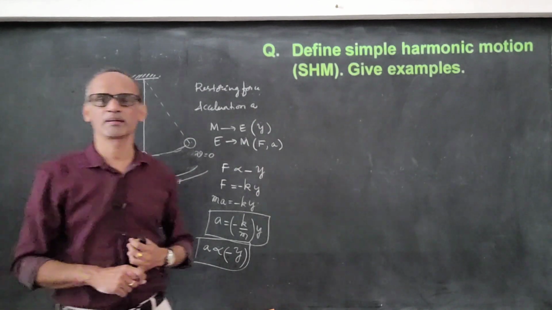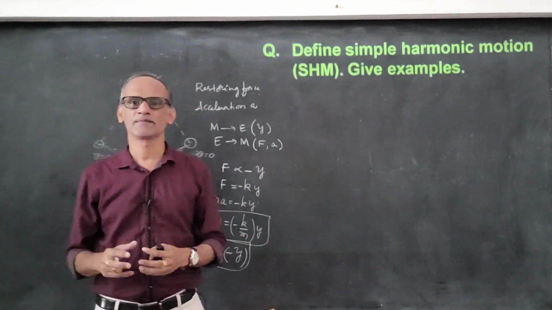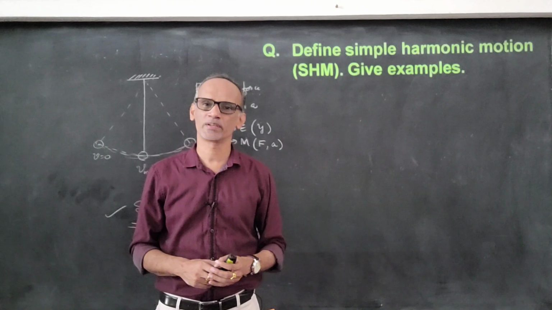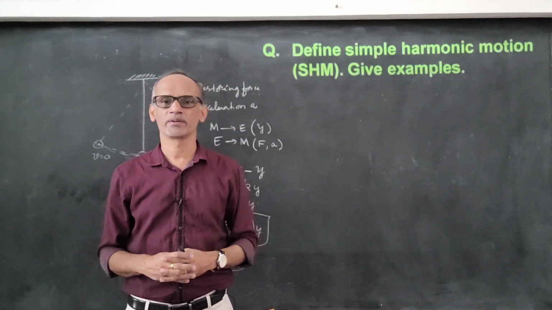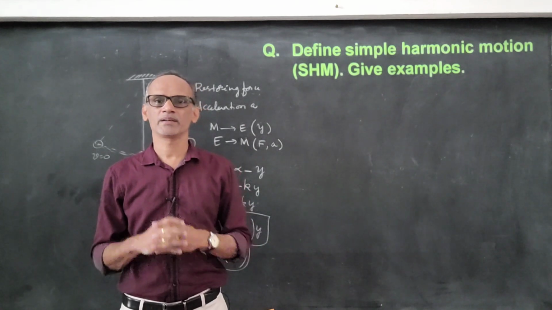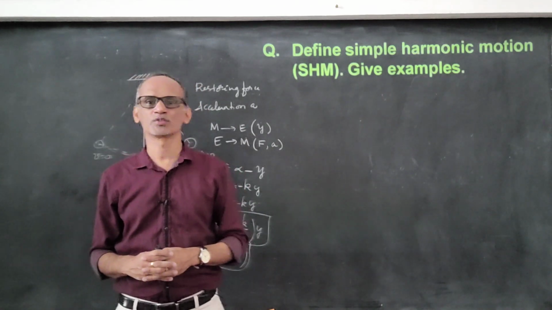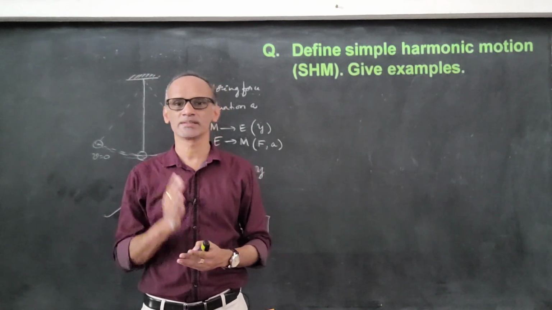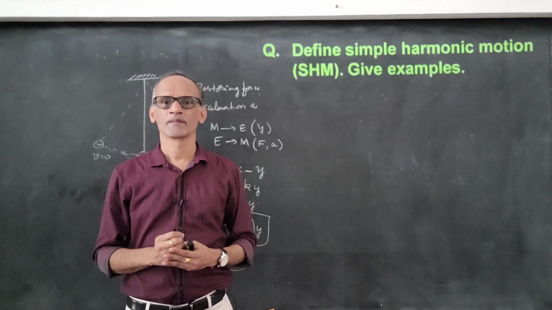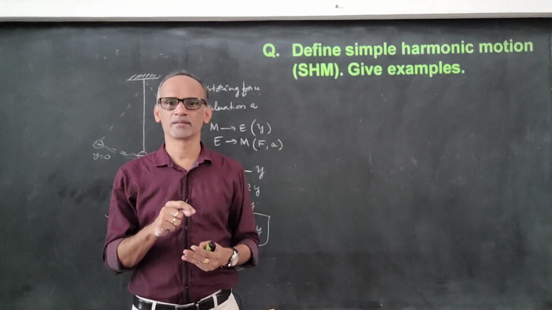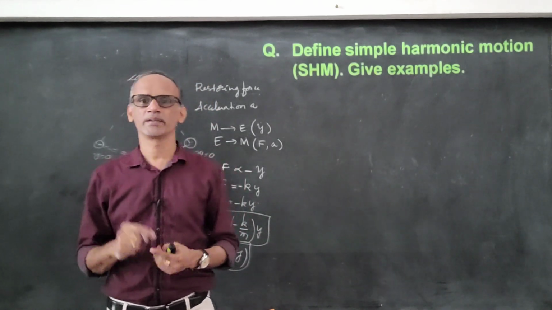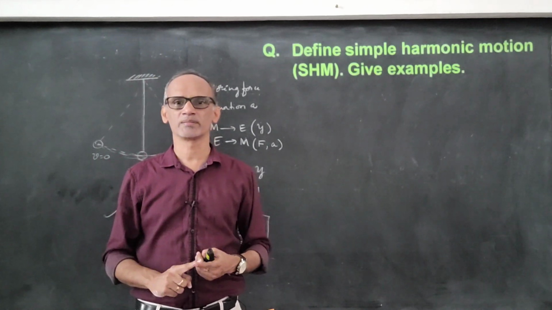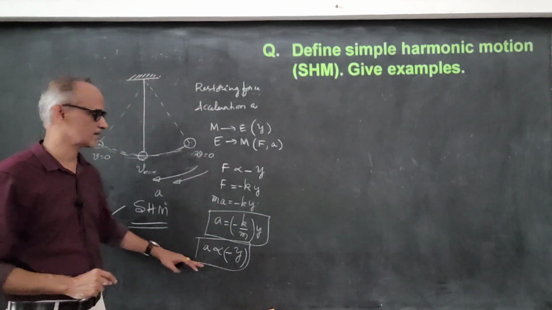So therefore, simple harmonic motion is one of the periodic motions. And what is periodic motion? Any motion which is repetitive is called a periodic motion. So the question is whether all periodic motions are simple harmonic in nature. The answer is no. For example, revolution of the earth around the sun is periodic, but it is not simple harmonic in motion because it doesn't satisfy this particular condition.